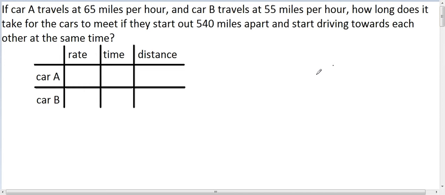As we did when we solved problems finding people's ages, organizing the given information in a table may help us better understand what is going on. Let's take a look at the given problem. If car A travels at 65 miles per hour and car B travels at 55 miles per hour, how long does it take for the cars to meet if they start out 540 miles apart and start driving towards each other at the same time?